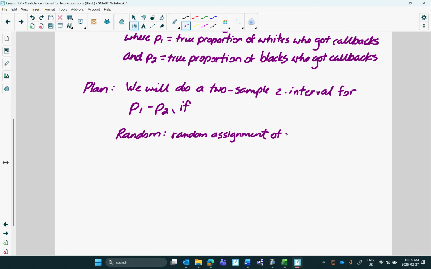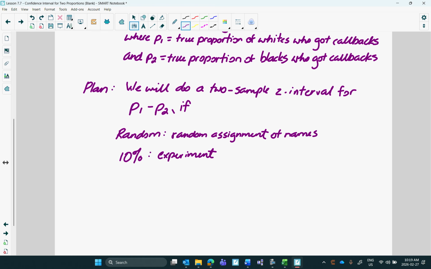Do you remember this next one? 10%. Didn't we say this was an experiment? And when it's an experiment, we don't have to verify the 10% condition. So all we have to do is write experiment, because all the resumes were randomly assigned to one of two groups.